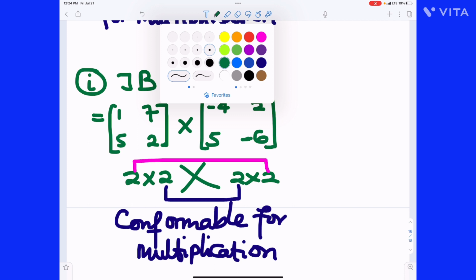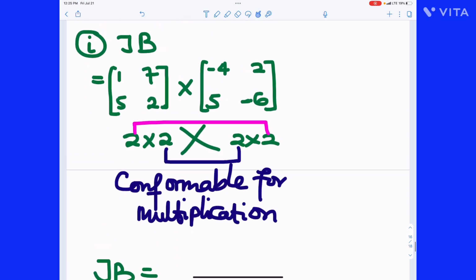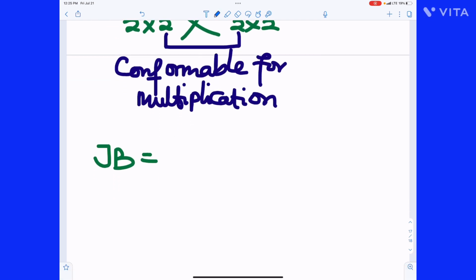Let me change my marker to blue. This 2 is the same as this 2. So once those two numbers are the same, it means the matrices can be multiplied. And our product, we have the order 2 by 2, as you can see there. So if my product is a 2 by 2 matrix, that means there'll be 2 rows and there'll be 2 columns in my answer.